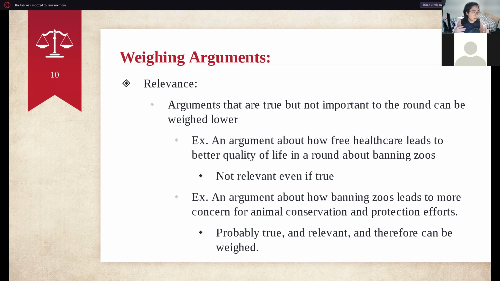So you want to understand, in the context of this round, which arguments we should be evaluating or weighing more than others. So which arguments are more relevant to the spirit of the motion or the debate that's happening at hand?